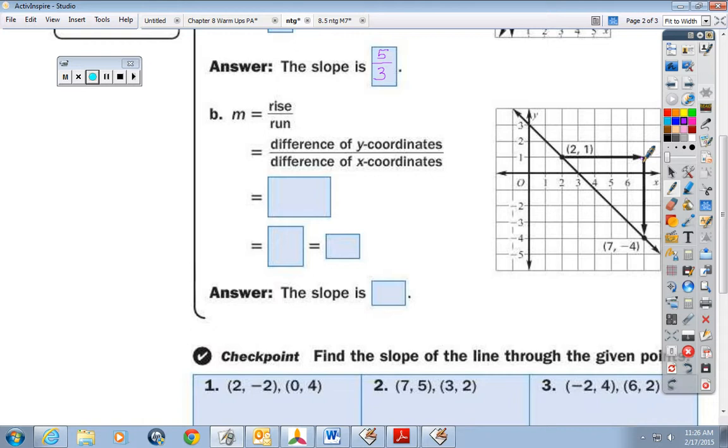Again, I'm going to show you how I got that. How did I get it? What's my formula? Would you turn it to like plus? Yes. Now, if I'm reading from left to right, which ordered pair do I come to first? 2, 1. So what am I going to label these? And then what am I going to label these?